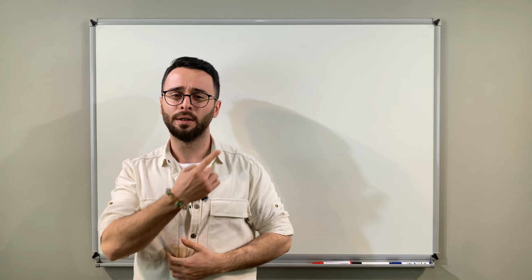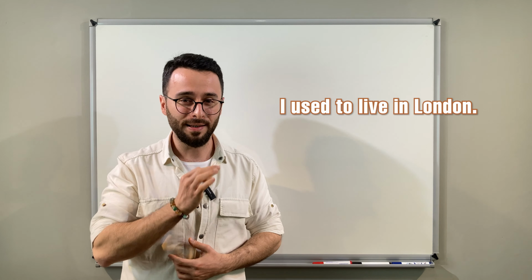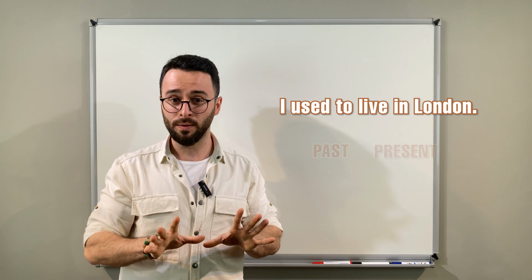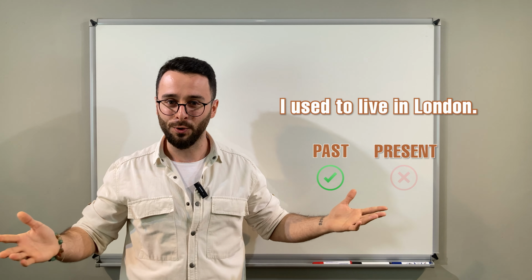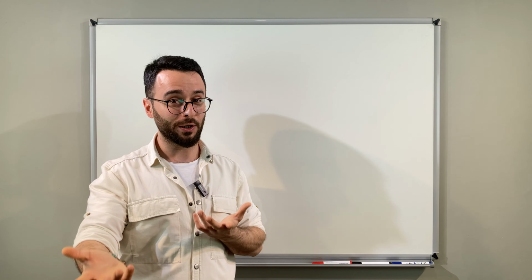Let me give you an example. I used to live in London. Well, this sentence tells us that for some time in the past, I lived in London, but now I don't. So simple, isn't it? And we can also use the opposite.